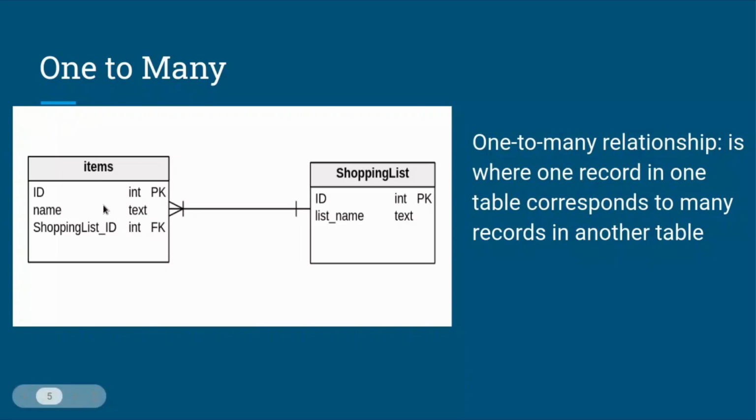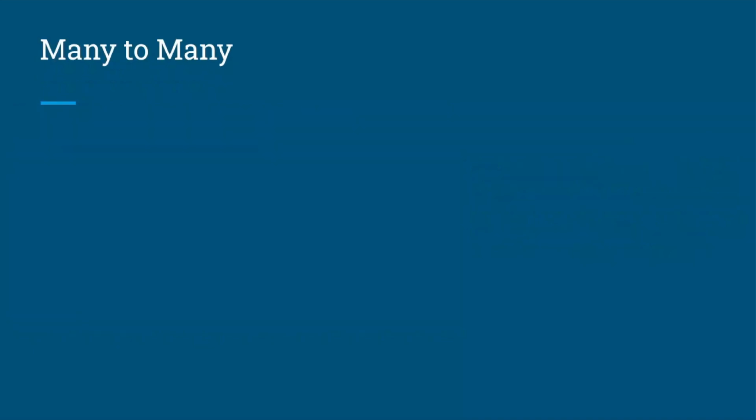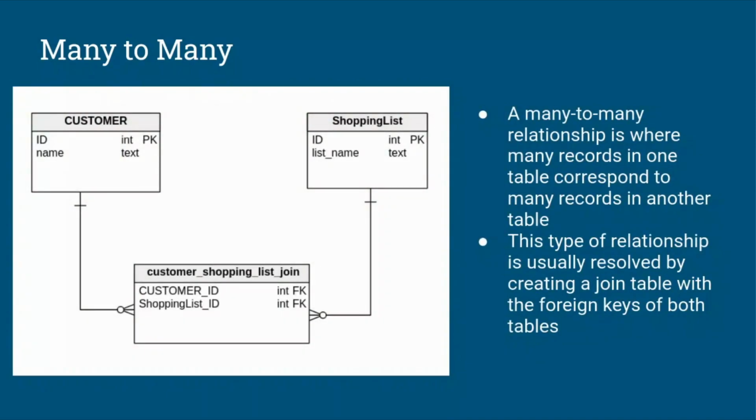For this case, we also have to store the shopping list ID, which is the foreign key, and we can easily map this. Whenever we find this ID here, we can just join these two tables and have the data inside our application. And also we have the last one, which is many-to-many. A many-to-many relationship is where many records in one table correspond to many records in another table. This type of relationship is usually resolved by creating a join table with the foreign keys of both tables.